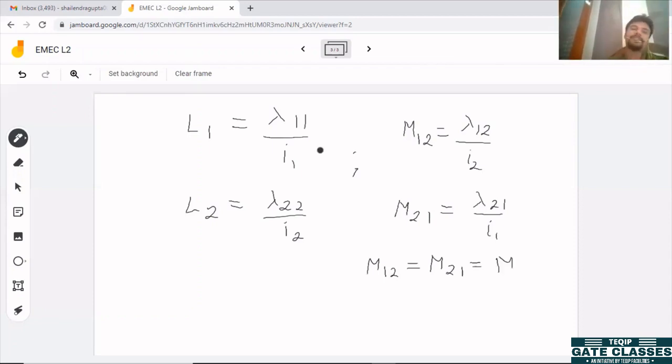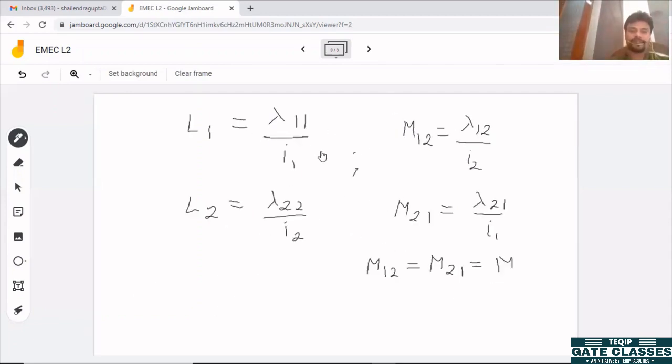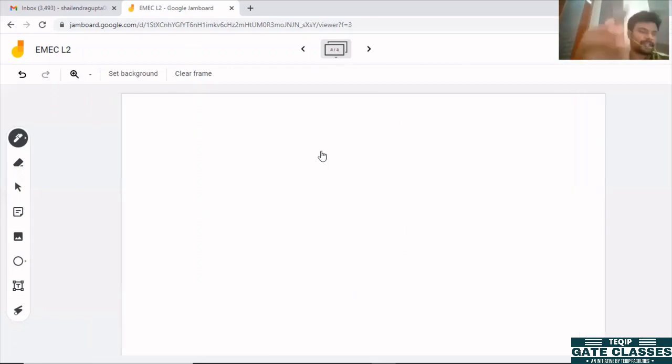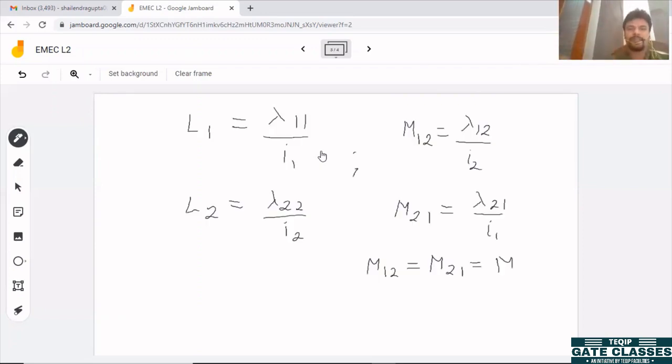Now just replace these equations in our previous integral equation. So we can write here, next slide, that dW_e, let me take the integral part. So this will be I1, and I1 we can replace by the first one.